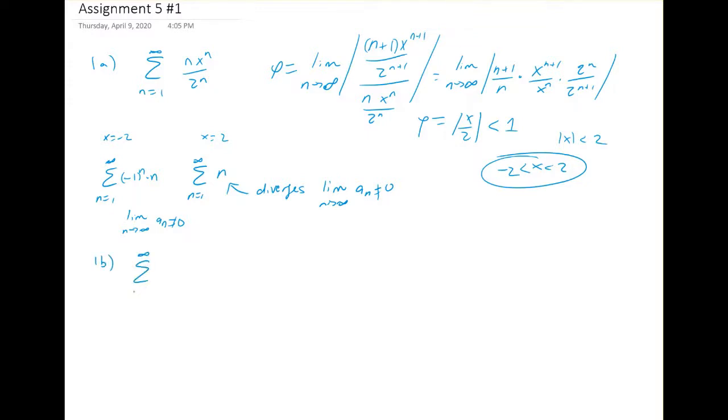Now what about this guy? Oh, this one's pretty. A lot going on here. Okay, so as usual, I'm going to pull out the ratio test. See you in a second.